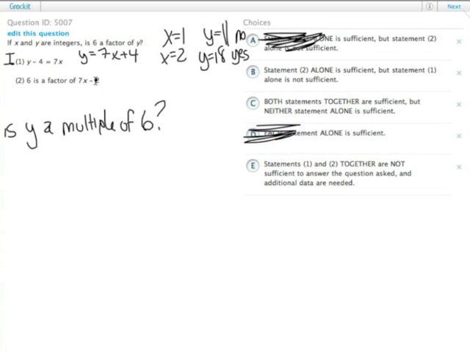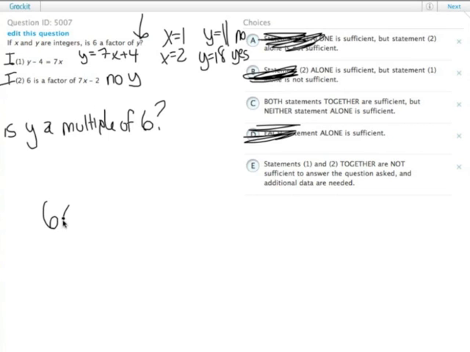Statement 2 tells us that 6 is a factor of 7x minus 2. That's great, but we need y, remember. We're asking about y, not x or 7x or anything like that. So this is totally insufficient pretty easily. It's in conjunction that we start having to think about it. So 6 is a factor of 7x minus 2.